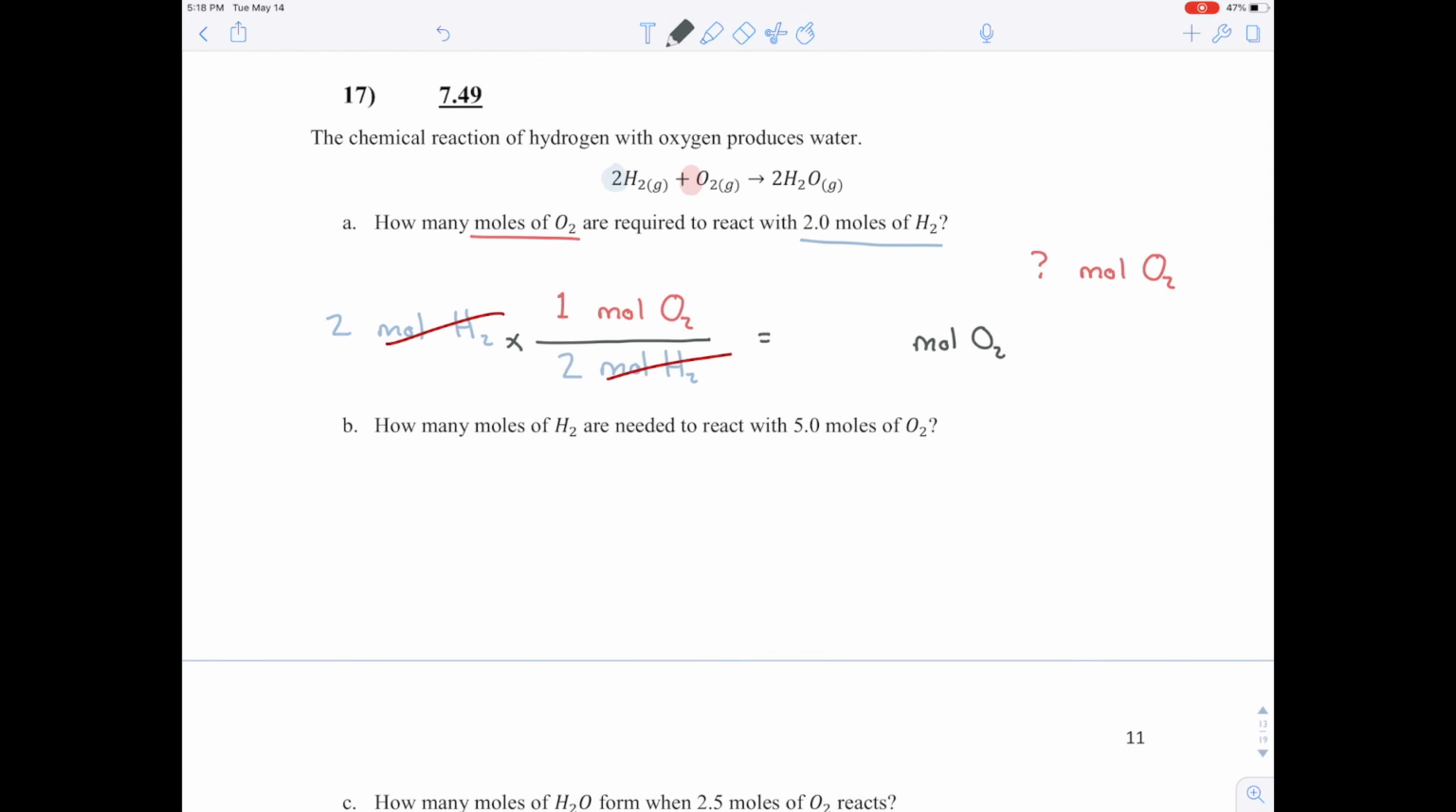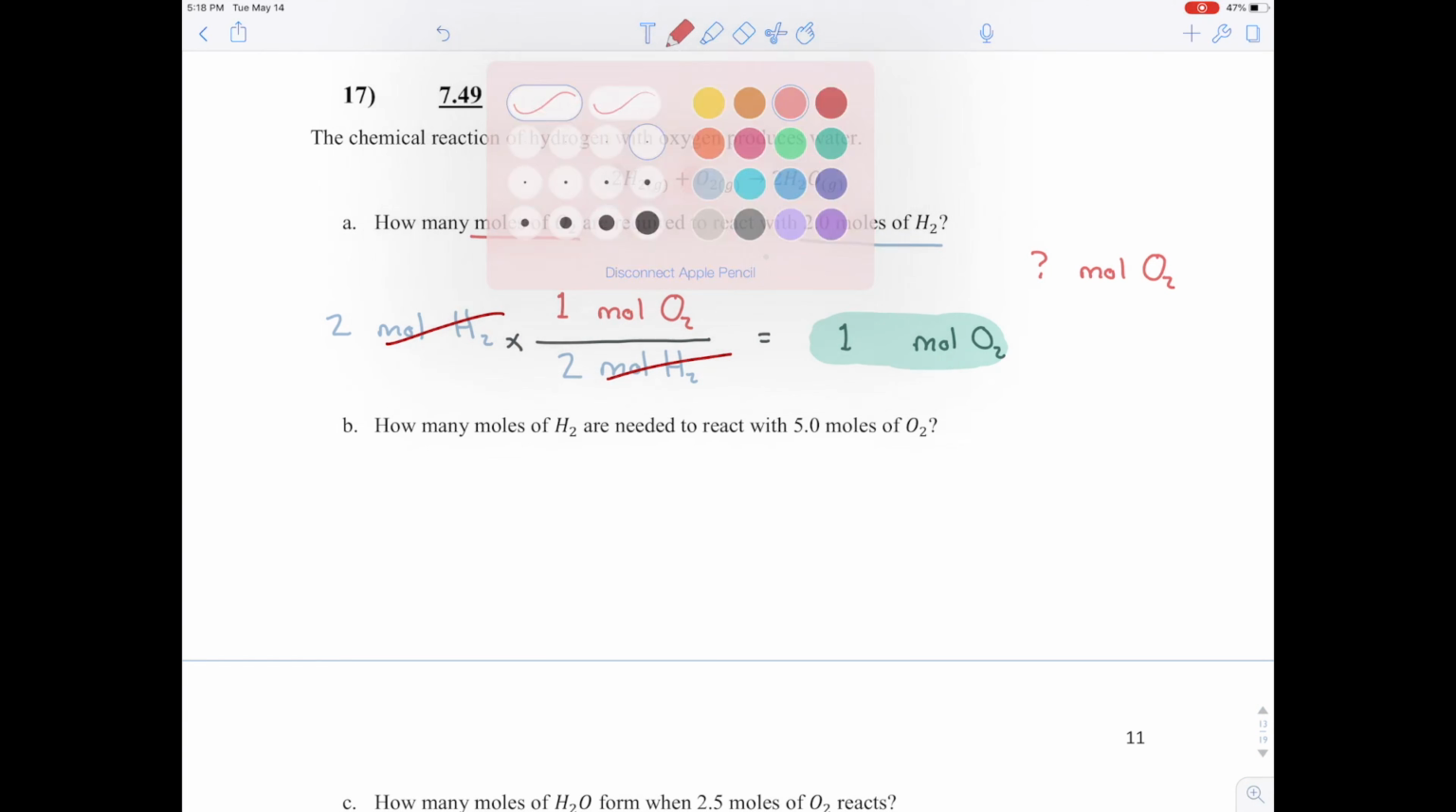And you just plug this into a calculator. So 2 times 1, 2, divided by 2 is 1. So we'd be left with 1 mole of O2. And that would be the moles of O2 that you'd need to react with 2 moles of H2. All right, let's do a similar procedure for B.